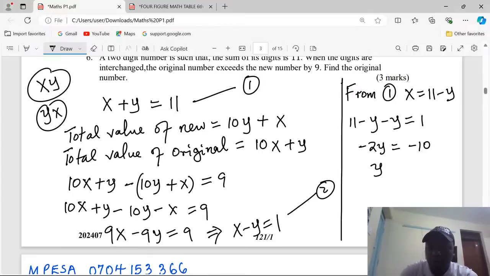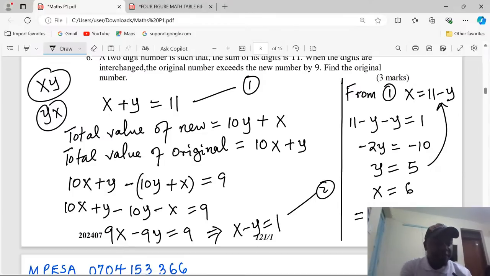So the value of y will be, when you divide through by negative 2, the negative will cancel and we shall have y as 5. With y as 5, the value of x can now be determined such that x is 11 minus y, which is 5, so we should get 6. The number is xy, the original number. The order is xy, so the number should be 65. The number is exactly 65.